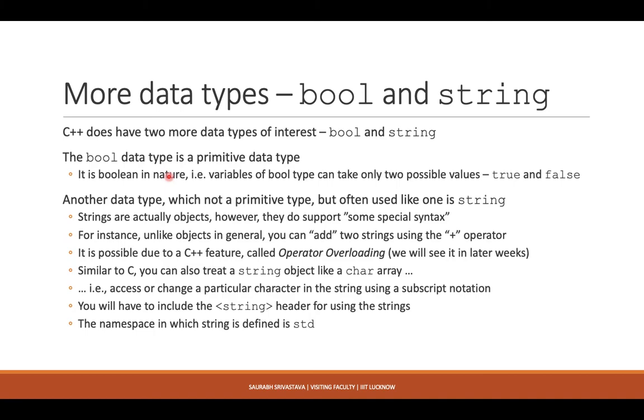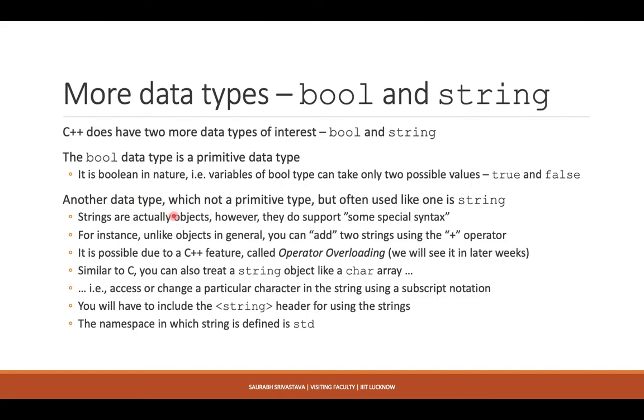So if you remember, if you had to store a yes or no answer in C, you probably used a char or a short or an int, right? And you said, okay, 0 means false and 1 means true, something like that. In C++, you already have a data type for it, bool. Bool can take two values, true and false. So you don't really need to use a char, for example, to store these kinds of Boolean values.